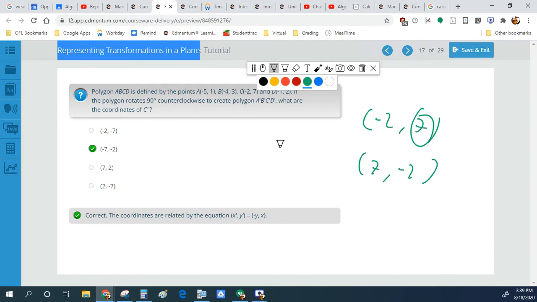My 7s always have this little line going through them, guys, in case you're wondering what's the difference between your 7 and your 2. I always put a little line through my 7 to distinguish it.